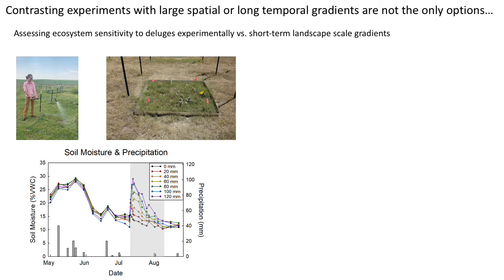A quick example from our own work is we've been interested in how deluges, large individual rainfall events, might affect ecosystem processes in the semi-arid grasslands of Colorado. Just some pictures of a student experimentally adding a large rainfall event to a plot. The graph down below here just shows how soil moisture responds to a variety of different sizes of rainfall events, varying from a 20 millimeter event up to a 120 millimeter event. You can see the soil moisture responses there.